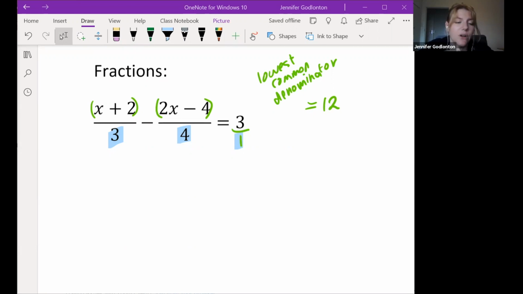No, it's not compulsory to find the lowest. If you have a denominator that is common, it's fine. It's not compulsory. It's just easier generally.